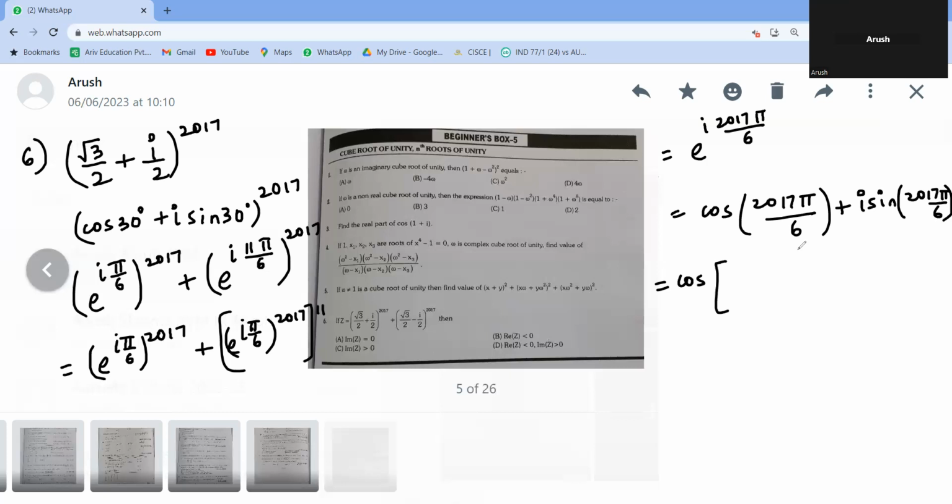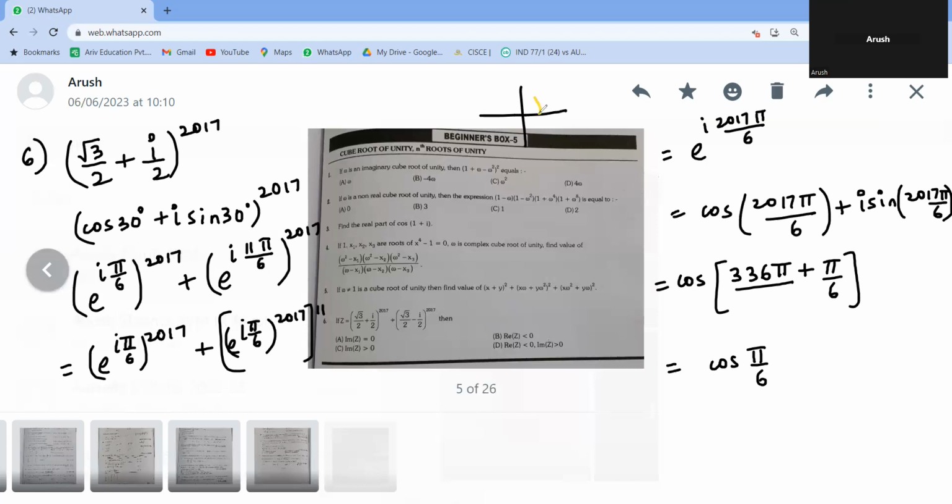सो व्हाट विल डू इज 2017 से नियरेस्ट मल्टीपल ऑफ 6 फाइंड करता है. सो दिस विल बी 6 इंटू 336, 6 इंटू 3 होगा 18, फिर 21 आएगा. दिस इज 336 pi plus pi by 6. अब 336 pi is even multiple of 90 degree, so that will remain cos pi by 6. And quadrant check करना पड़ेगा आरुष, तो quadrant अब check करते हैं.